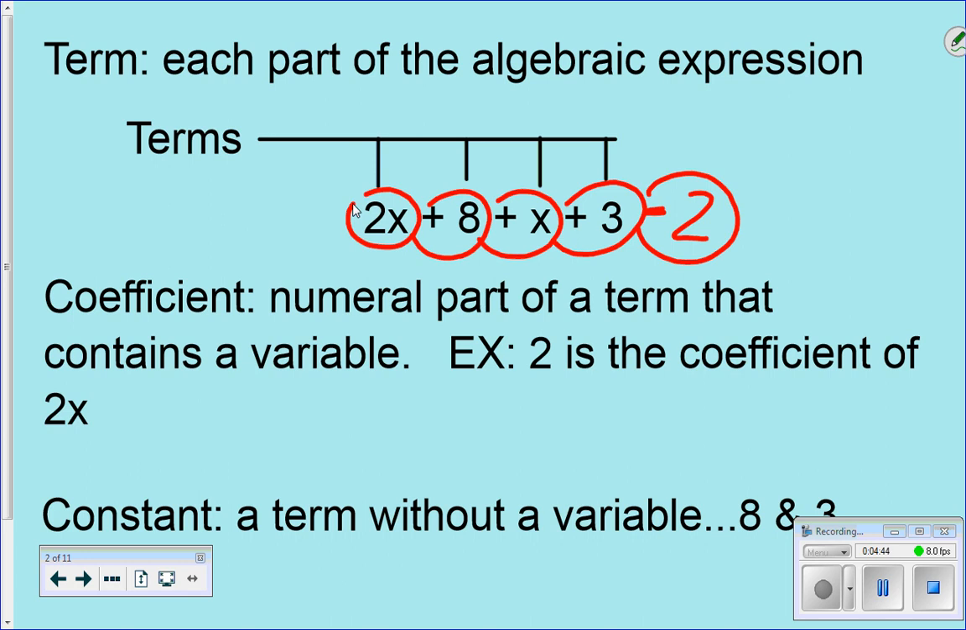Don't say the coefficient is 2x. That's not the coefficient. It's just 2. And so many people did that last year. If I asked what the coefficient was, you said, well, 2x, 3x, 9x. The x is not included. Okay, it's just the number.